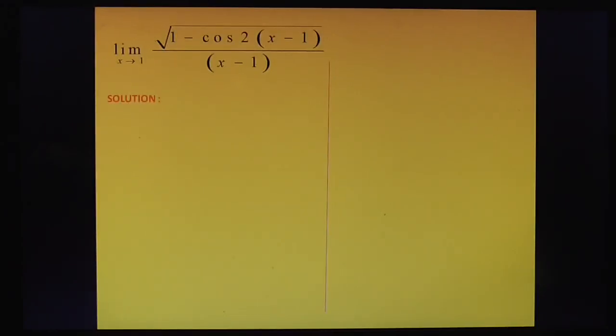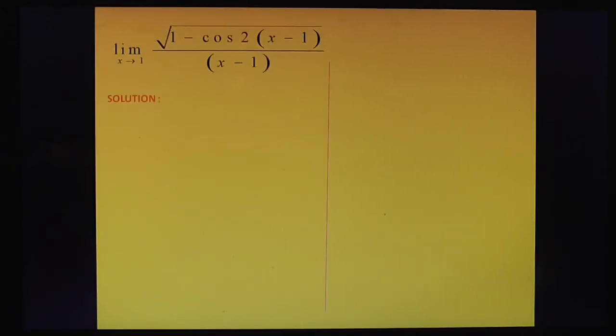Friends, this question from limits is a previous IIT Advanced question. Find the limit as x tends to 1 of root of (1 minus cos 2(x minus 1)) divided by (x minus 1). Right? So here, a root is there.